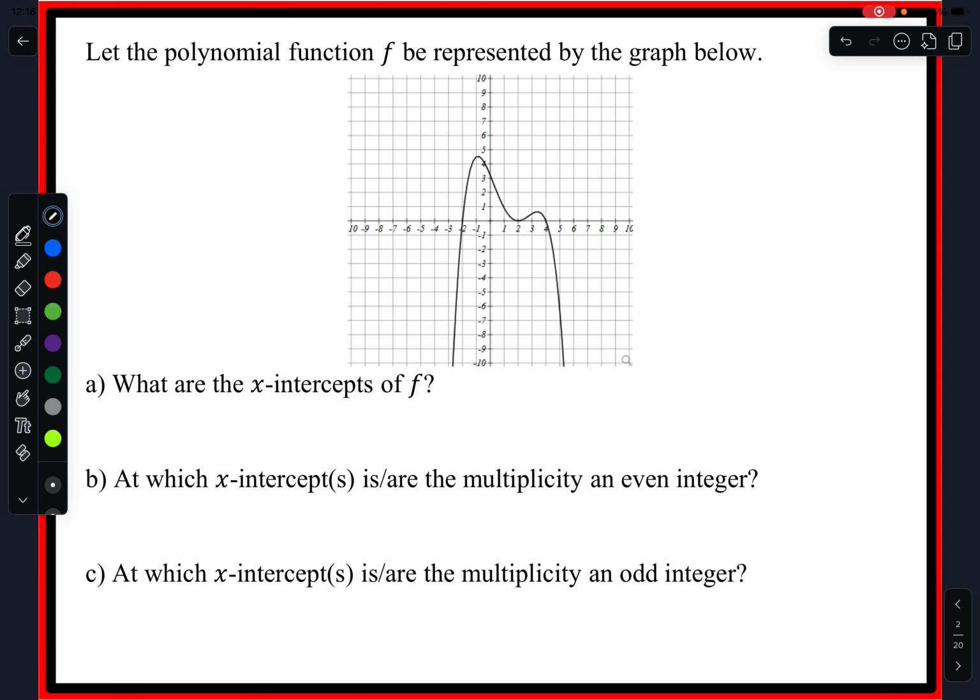In this example, we have that the polynomial function is represented by this graph right here, and we want to identify the x-intercepts to this graph, then determine of those intercepts which is going to have an even multiplicity and an odd multiplicity. Well, I'll start with part A.